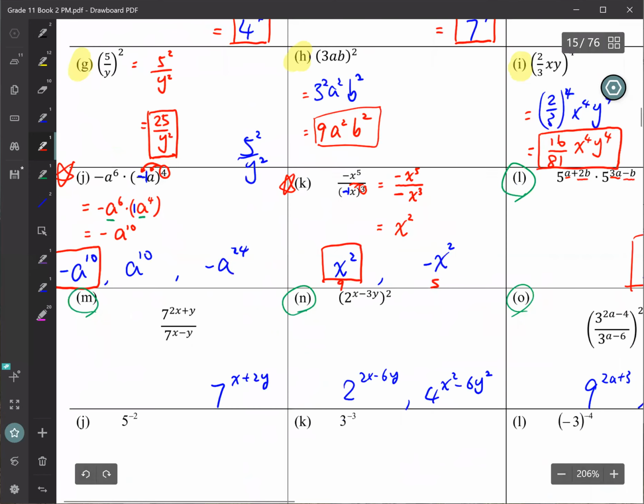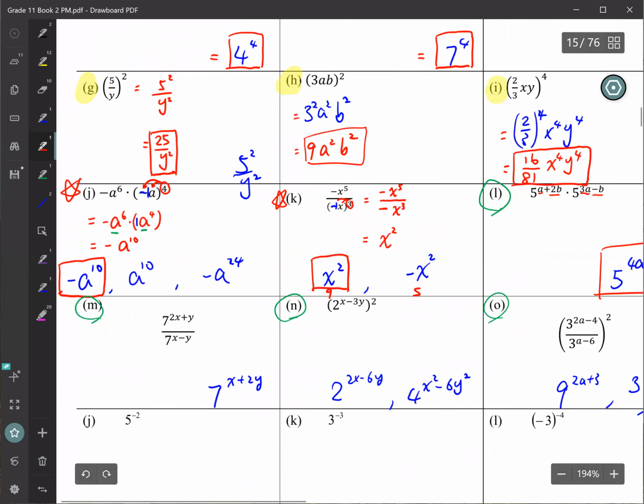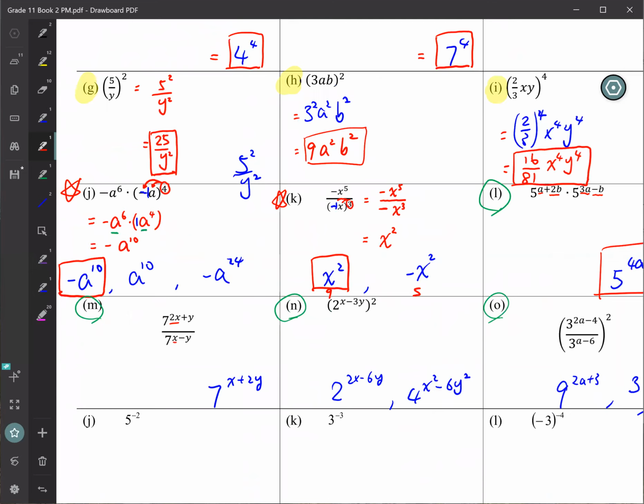Next one is dividing, right? We have dividing, you need to subtract. 2x subtract x makes an x. Y subtract negative y. So remember, y subtract negative y will become plus. Okay, so you got that one correct. X plus 2y.